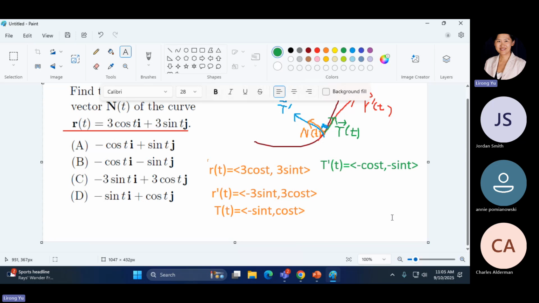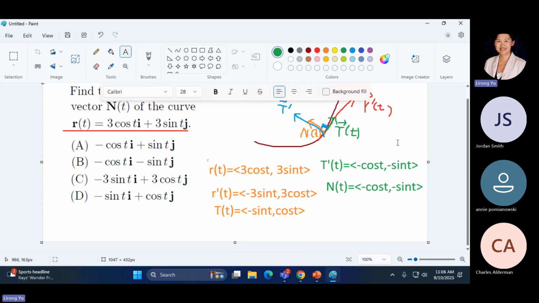And then we can look at the magnitude of this vector, and we will try to convert it to a magnitude that equals 1. However, the magnitude of T prime is 1, so that is already the unit vector. If it's already a unit vector, we don't have to turn it into a unit vector. So that's already the N(t). So N(t) is equal to negative cosine t and negative sine t, since the magnitude of T prime equals 1. There's no necessary division happening here, so that will be the answer to the question.